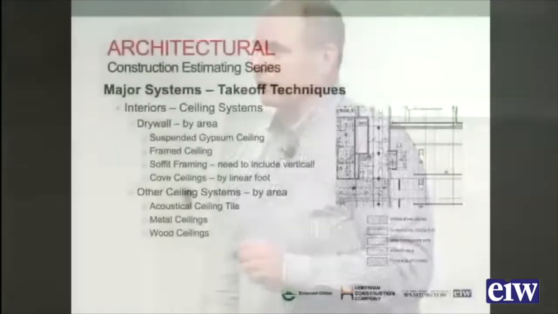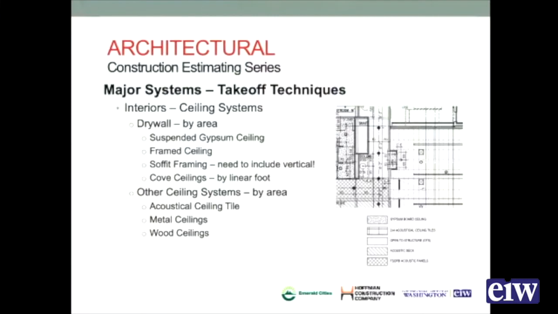The last type of drywall ceiling that you'll have is a cove ceiling. So that's what you see in your restroom, where at the mirror by the sinks, you look up and there's a little drywall thing that's got a light on the inside of it that shines the light up on the ceiling. That little cove you're going to take off as a lineal footage, because it's a specialty kind of system that's really going to be more apt to be taken off in lineal footage.